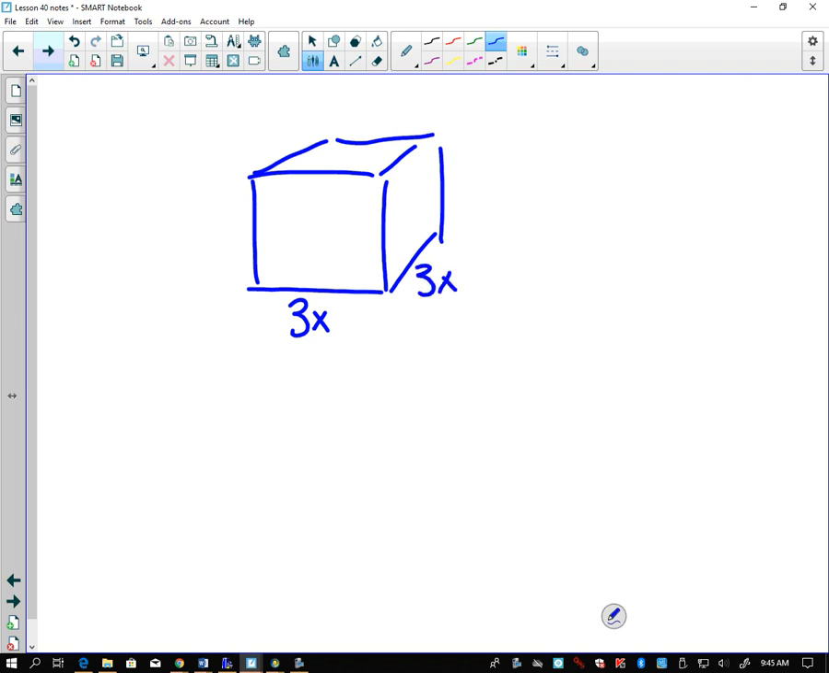And if we want to know the volume of a cube, does anybody know how to find the volume of a cube? Okay, so what's the length here? No, you guys are missing it. 3x, 3x, and 3x. All right? Abby, what's 3 times 3 times 3?